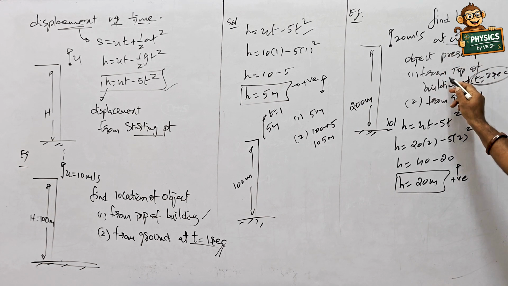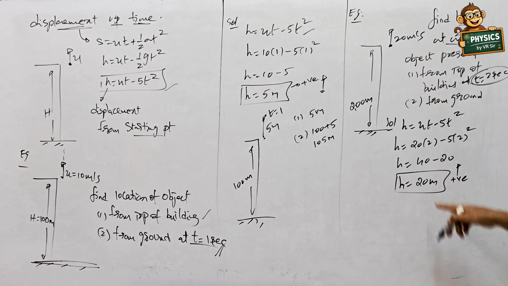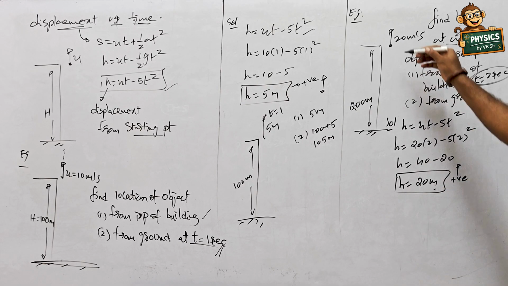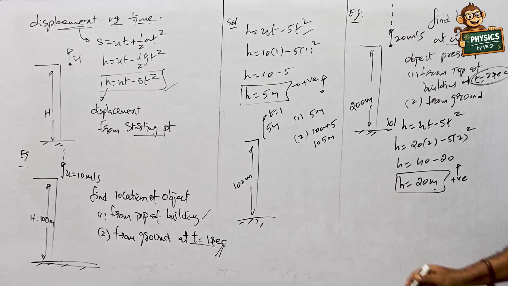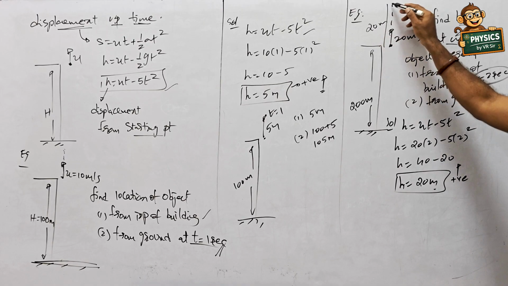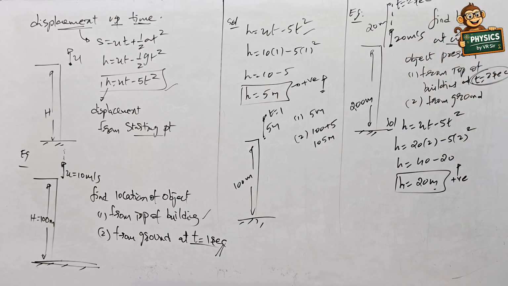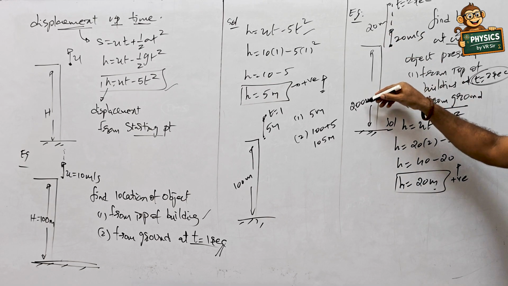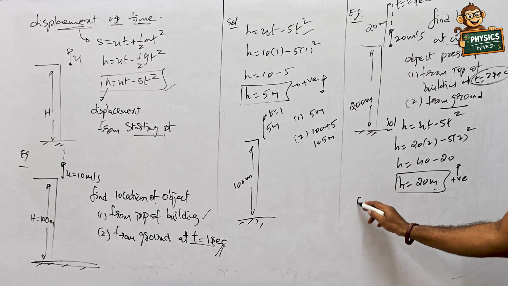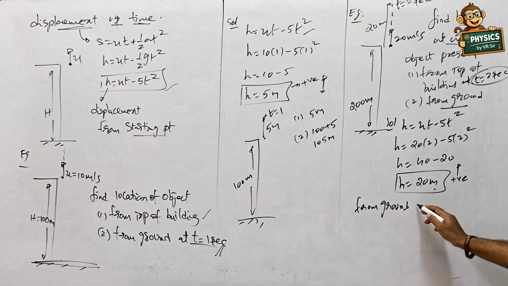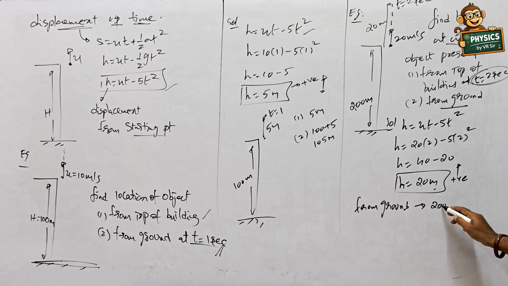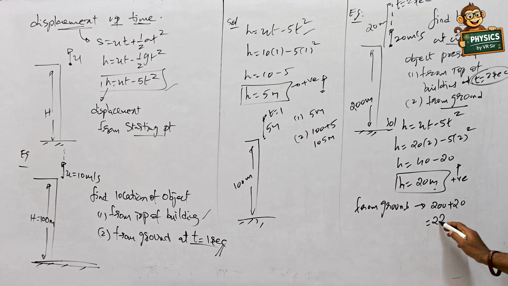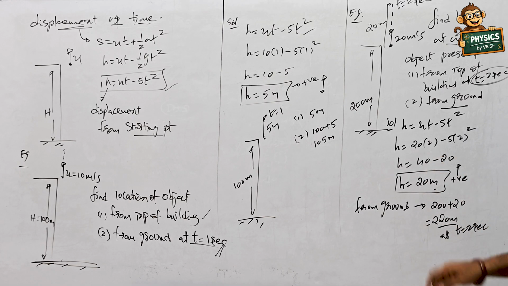Now we can answer one of the questions. Find height at which object is present from top of the building. From here, the height it is presenting is 20 meters, at t equivalent to 2 seconds. Now from the ground at t equivalent to 2 seconds, the answer is not 20, it is 200 plus 20. So from ground, the height it is presenting is 220 meters at t equivalent to 2 seconds. So this is what we should understand. Thank you.